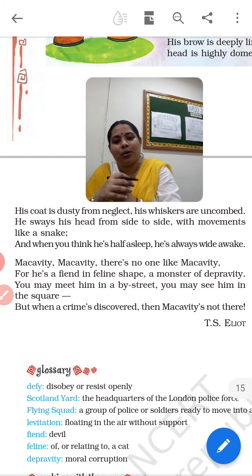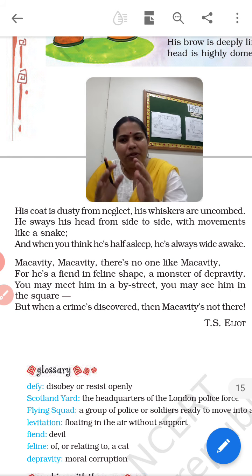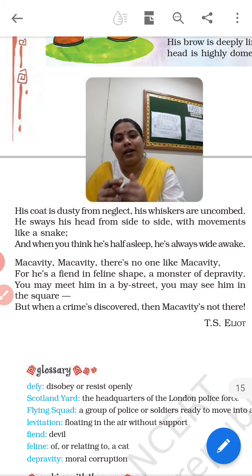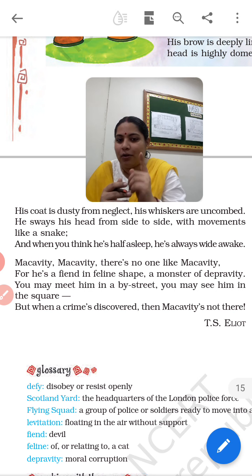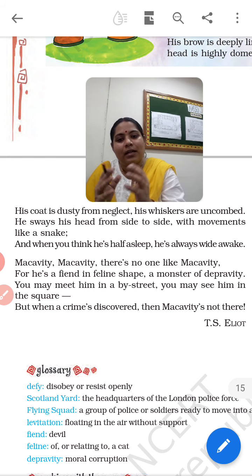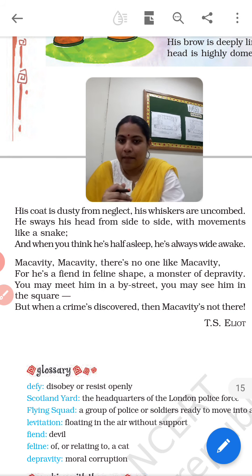Okay, now my question to you is, do you really believe that Macavity can be a master criminal? Or is it just an exaggeration of the poet? Just think upon it and let me know your answer on the group. So tomorrow, Saturday, I'll be discussing with you the poetic devices and find out the answer to this question, whether Macavity is really a master criminal or whether it is just an imagination of the poet or exaggeration of the poet. Okay, thank you.